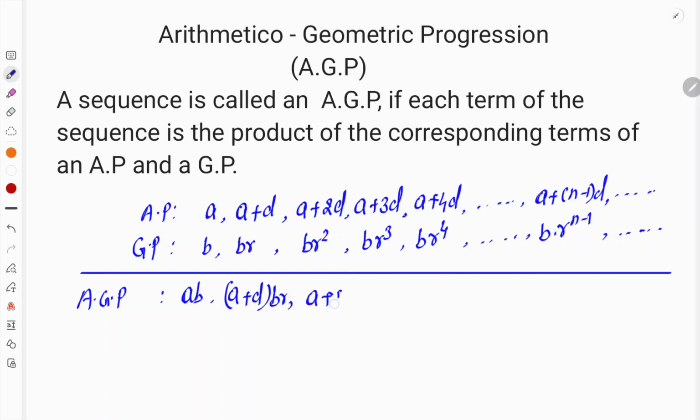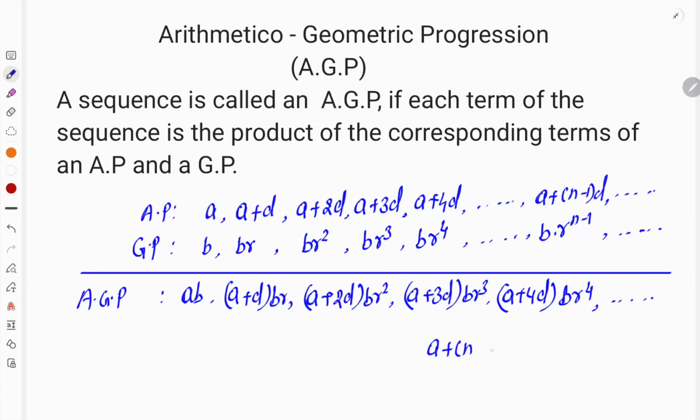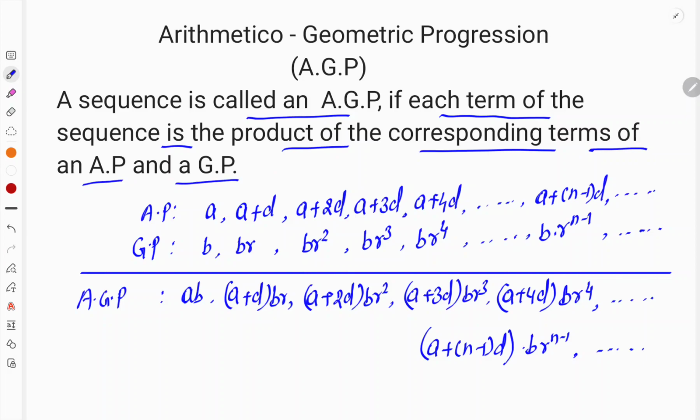After that, A plus 2D into BR square, A plus 3D into BR cube, A plus 4D into B R power 4, and the nth term will be A plus (N minus 1) into D, into B into R power N minus 1, and it keeps going. So this is A.G.P. A sequence is called A.G.P. if each term of the sequence is the product of corresponding terms of an AP and a GP, as I told you here.